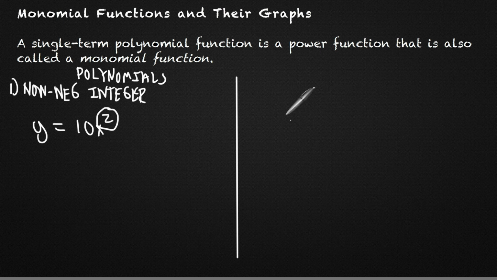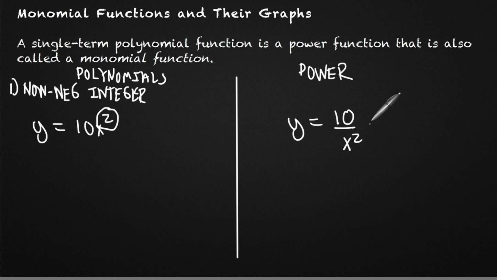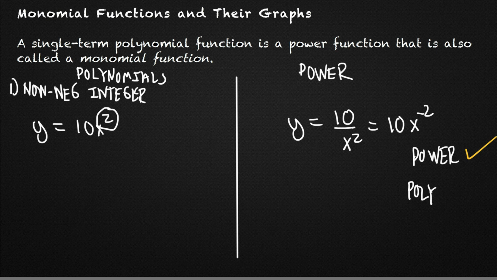Now let me give you an example of one that is a power function, but is not a polynomial. y is equal to 10 divided by x squared, which can be written as 10 times x to the negative 2. Power function? Yes, it is. Polynomial or monomial function? No, it's not, because the exponent is not a non-negative number, even though it is an integer. So, once again, a single term polynomial is called a monomial function.